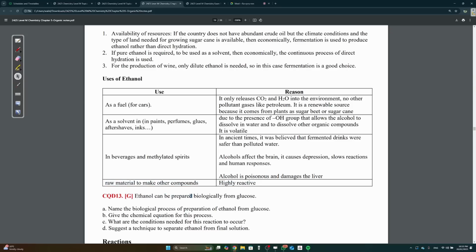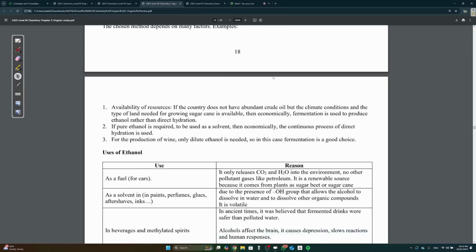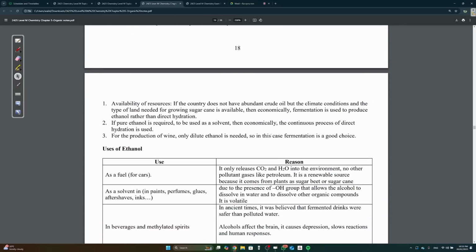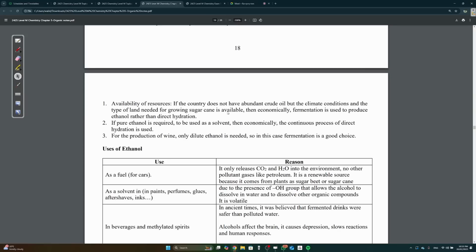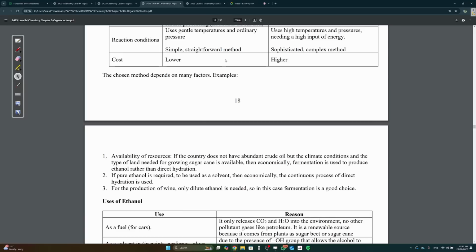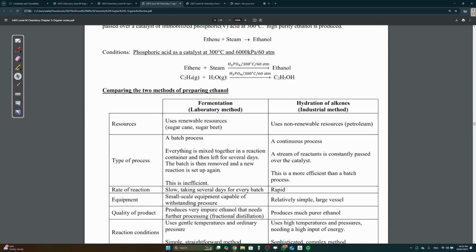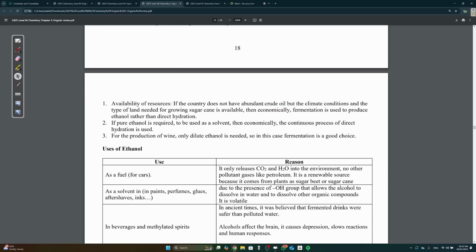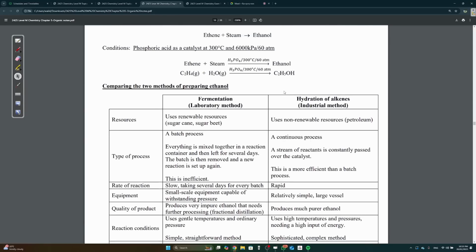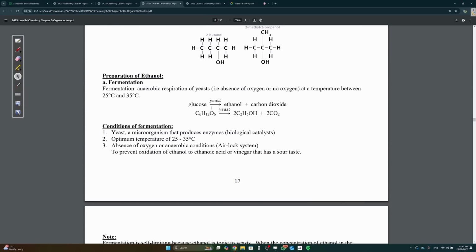Okay, so please read over this if you want. They don't ask this in our exam. Actually, no, you know what? Last time she did ask in one of the periodics. One of the reasons was something like this. Obviously, someone would choose the lab method or the industrial method based on the availability of resources. If a country does not have abundant crude oil, then obviously they're going to use fermentation to produce ethanol. Because the industrial method is the hydration method, and the lab method is the fermentation method.